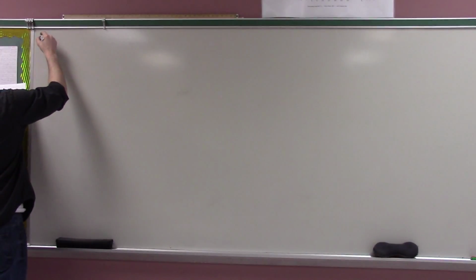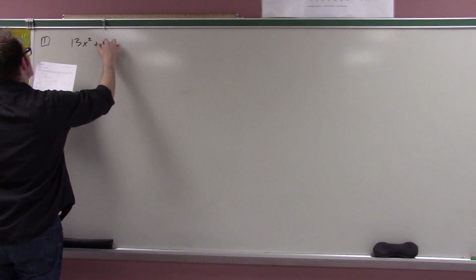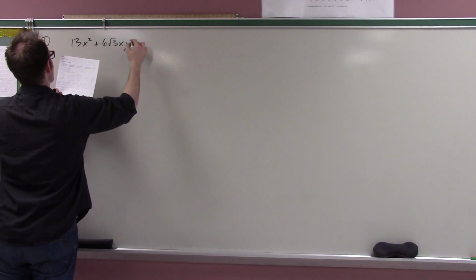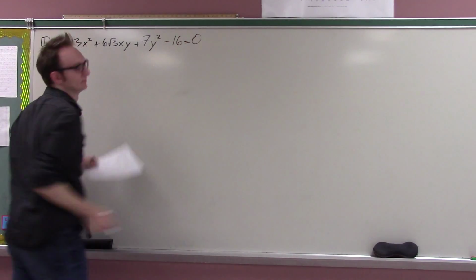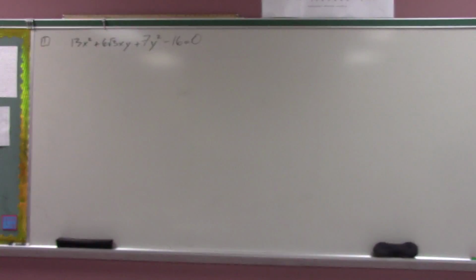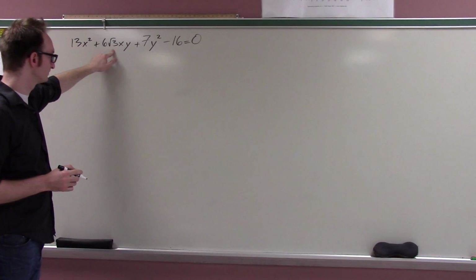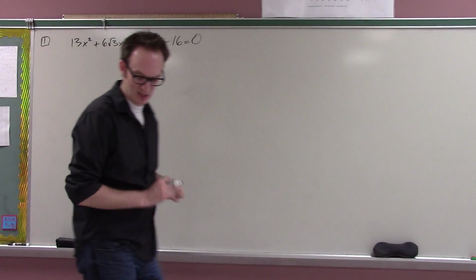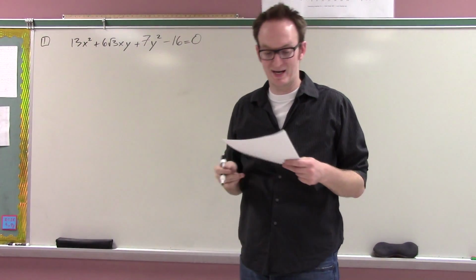It is 13x squared plus 6 root 3 xy plus 7y squared minus 16 equals 0. By the way, we do not know that this is necessarily an ellipse. It could be anything. And what we need to do is to figure out how much to rotate this and perform a variable transformation such that then this conic will be perpendicular to some new axes.